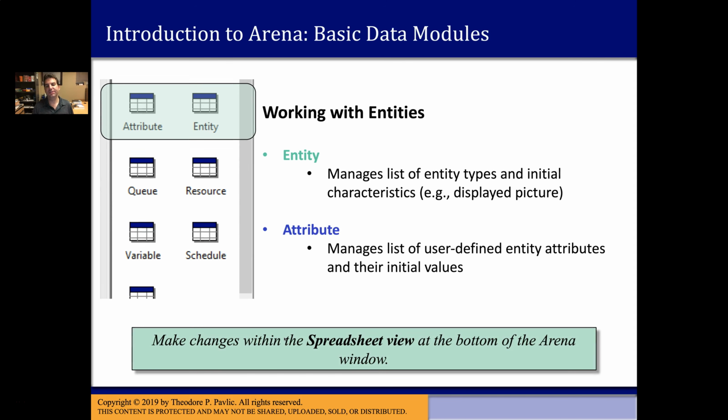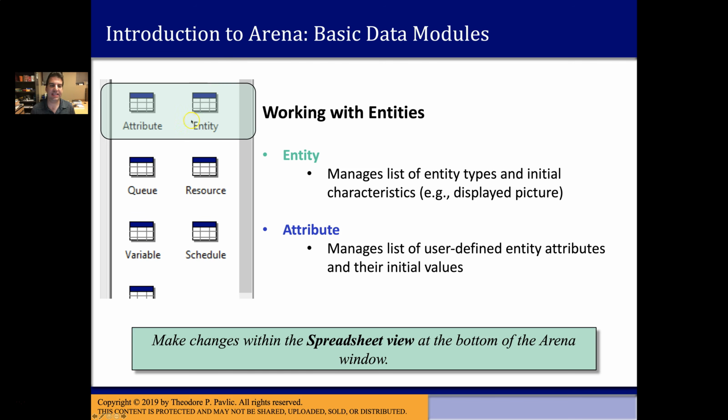Then if we come down to these data modules, we've got this attribute and entity, which I've already brought up. If you click on this attribute down in the spreadsheet view, you'll be able to create a bunch of attributes like arrival time, for example, or whatever attribute you might want, like priority, those sorts of things. Things that you would like to add to entities, you can create there. And inside that spreadsheet view, you can do things like set their default value, for example.